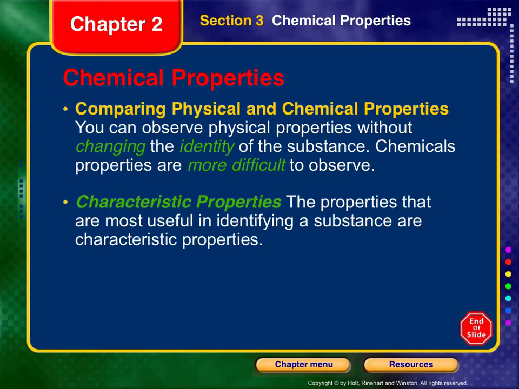Characteristic properties, which I want you to define right here in your notes, are properties that are the most useful in identifying a substance. So these properties are what make a substance a substance. So when we're trying to distinguish two chemicals from each other, we're going to look at these properties.